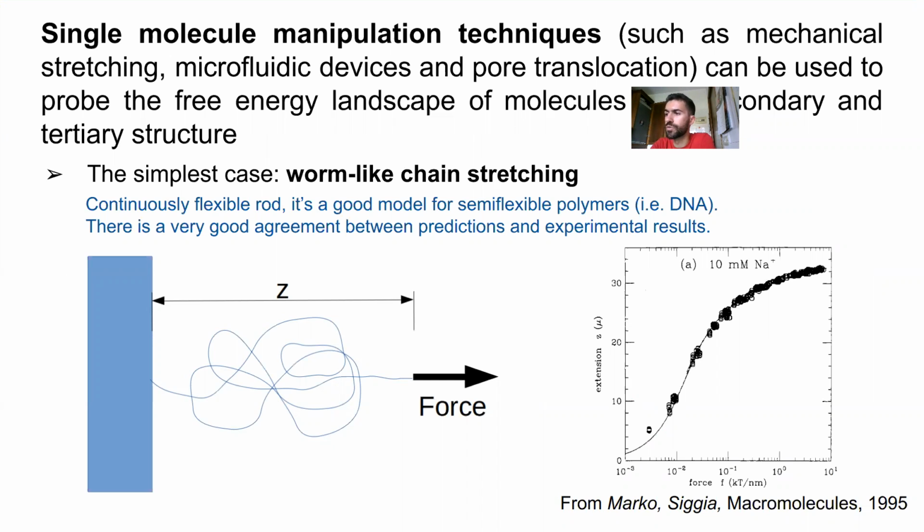These techniques are very useful to probe the free energy landscape of molecules with a secondary or tertiary structure that is caused by the presence of non-covalent bonds. As a very simple example, one can consider the study of a worm-like polymer chain under stretching. In the worm-like chain model, the polymer is treated as a continuously flexible rod. This is a good model for semi-flexible polymers, such as a short strand of DNA.